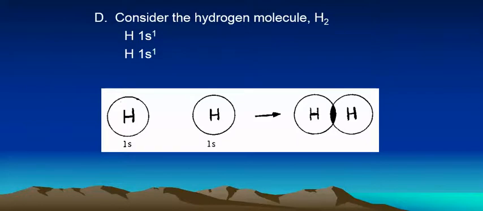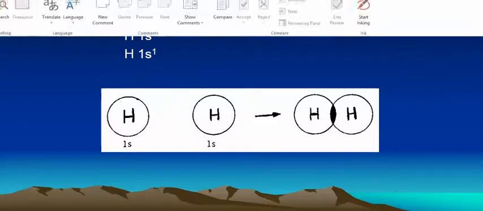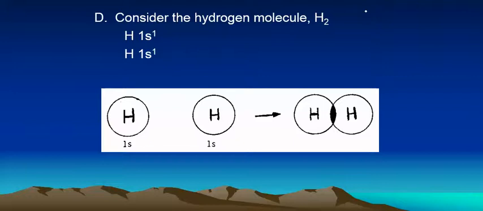Hydrogen has 1s1 electron configuration. So if those 1s1 electrons overlap, we get a covalent bond between the hydrogens. And the strength of the covalent bond is proportional to the overlap, which is right there.